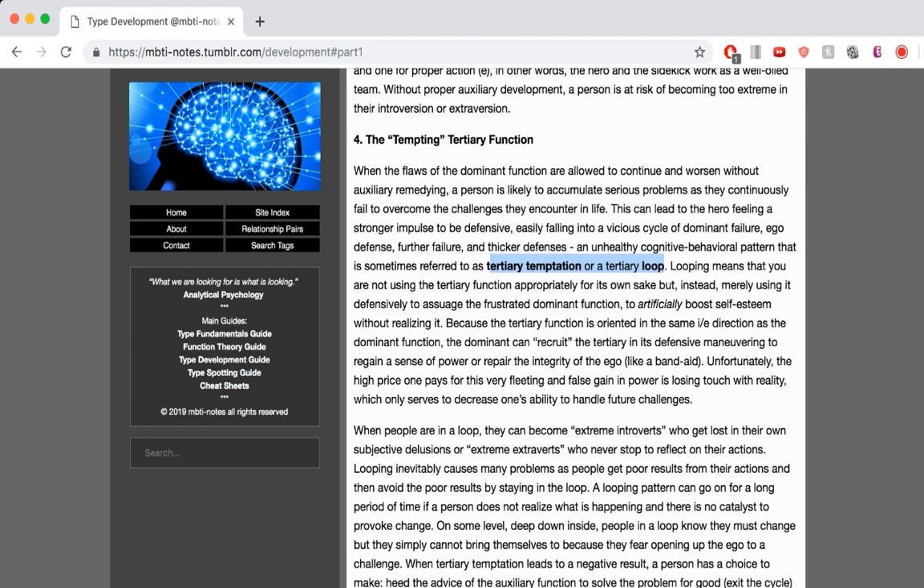Because your tertiary function is the same extrovert or introvert as your dominant, it can actually make your dominant's development worse. And we get something called the tertiary loop. You're not using it properly for healthy growth, but you're using it to improve your defense mechanism, as a defense mechanism. And you're not really growing, and what's really bad about it is it also stunts the growth of your auxiliary function, your second function, and it can cause a lot of problems.